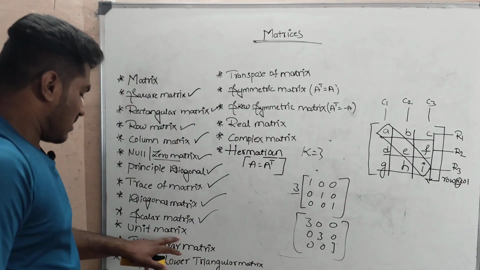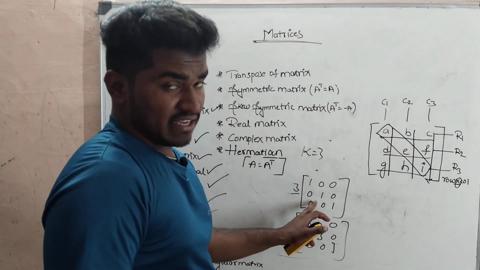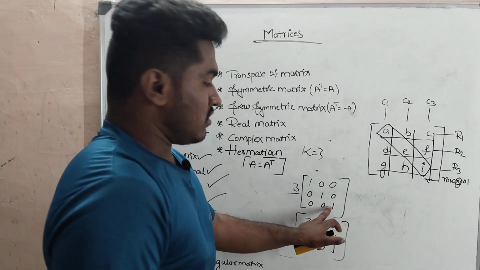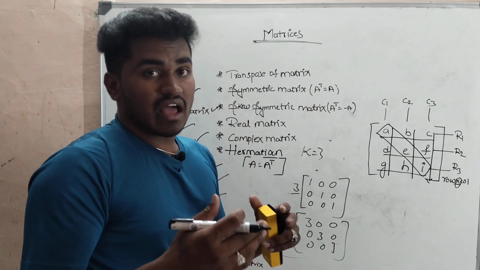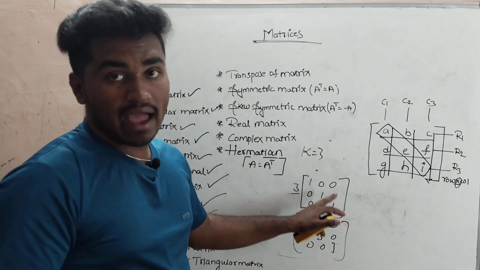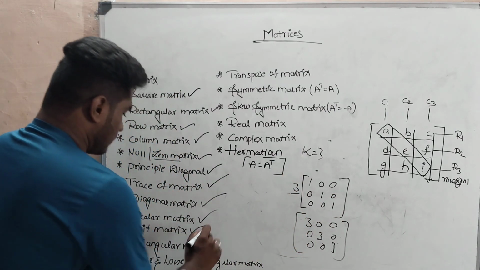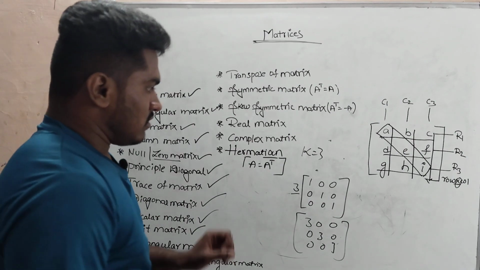And then coming to the unit matrix, whenever we have i equals j, in that case we have 1 as the element. In all the remaining cases, that is, whenever i is greater than j and i is less than j, in that case we have 0. So that's what the unit matrix is. And then we'll come to the triangular matrix.